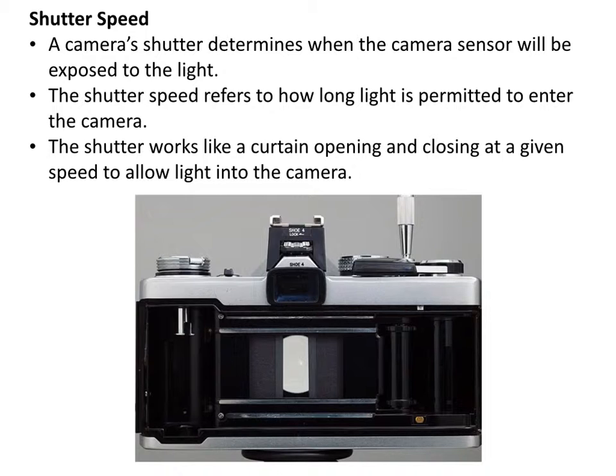Moving on to the second element of exposure, shutter speed. A camera's shutter determines when the camera sensor will be exposed to the light and for how long. This is referred to as shutter speed. The shutter works like a curtain, opening and closing at a given speed to allow light into the camera. The shutter speed is expressed in seconds or fractions of seconds.